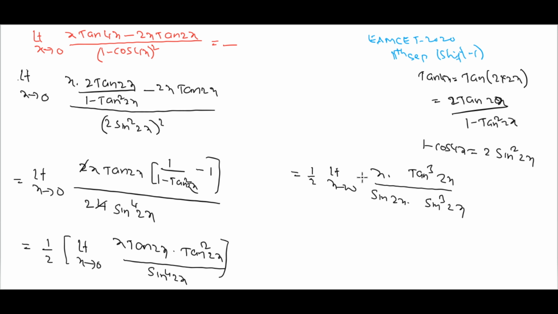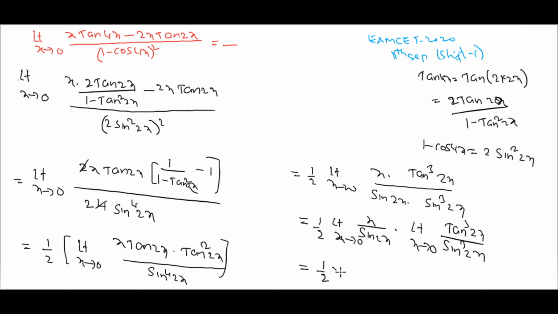Here it is in the form of sin theta by theta, that is x by sin theta is 1, that is 1 by 2 into limit x tends to 0, x by sin 2x into limit x tends to 0, tan cube 2x by sin cube 2x, that is equal to half into x by sin 2x, that value is 1 by 2 into tan cube 2x by sin cube 2x as x tends to 0, this value is 2 cube by 2 cube, here 2 cube cancelled, that is 1 by 2 into 1 by 2, that is 1 by 4, that is the answer.